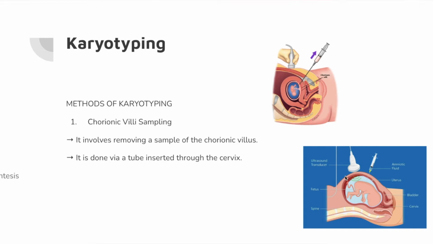The next one is amniocentesis. Amniocentesis involves the extraction of a small amount of amniotic fluid, which contains fetal cells, and it is usually done with a needle. This method can be conducted at around 16 weeks of pregnancy. Again, it has a risk of miscarriage, but a very slight one, around 0.5%.